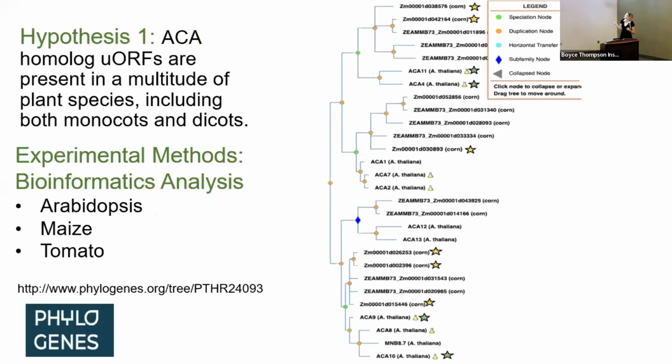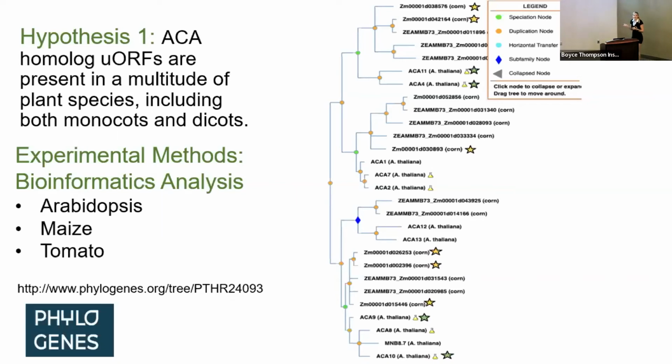To explore my first hypothesis, I completed a bioinformatics analysis. I studied Arabidopsis, maize, and tomato. However, I only chose to include my results from Arabidopsis and maize because maize is studied in our lab, and maize is a monocot and Arabidopsis is a dicot, which makes for good comparison. From phylogenes.org, I obtained a phylogenetic tree of all the Arabidopsis ACA genes and maize-related genes.